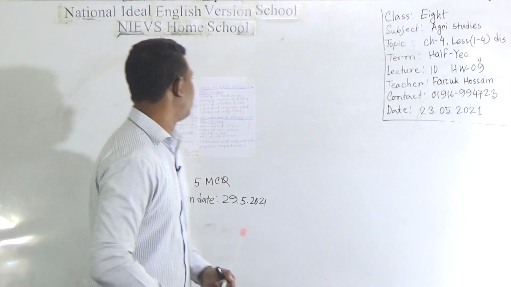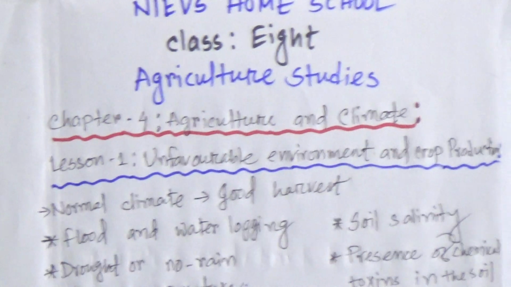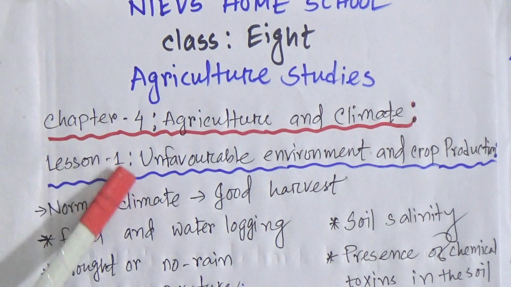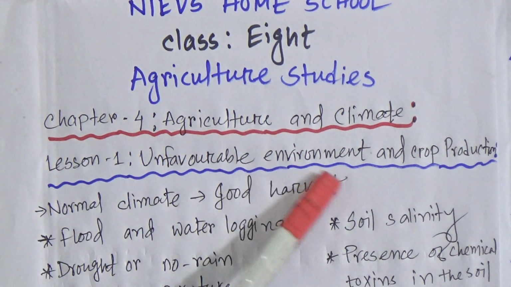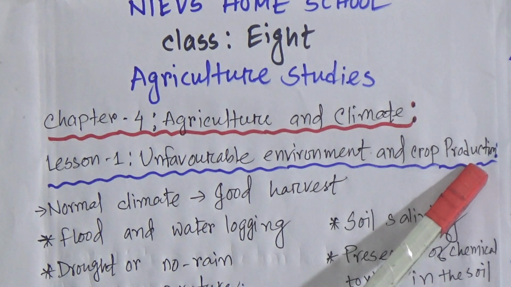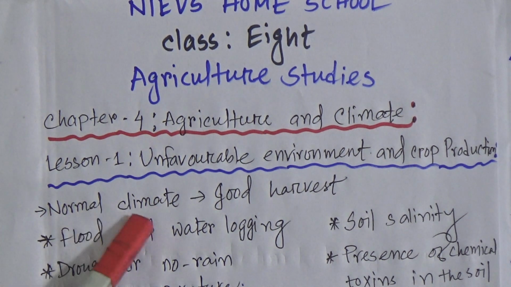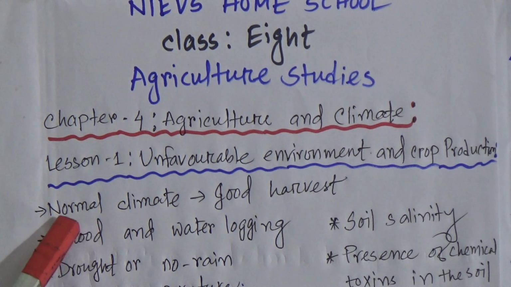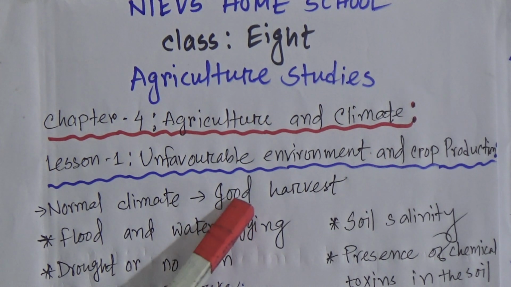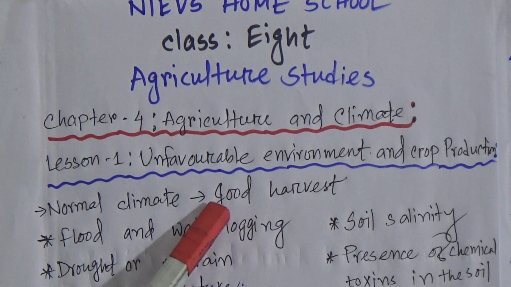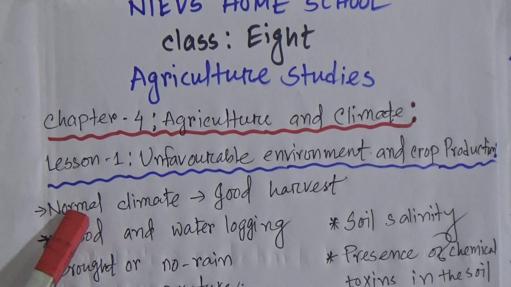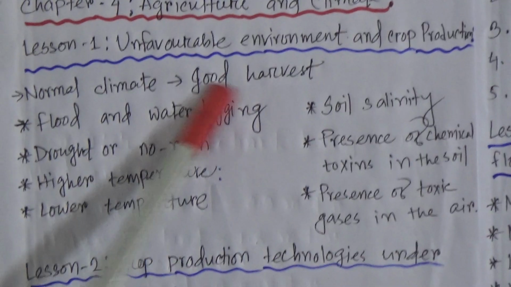So let's try to say it. Dear students, Chapter 4 is about agriculture and climate, that means the impact of climate in agriculture. Lesson 1, unfavorable environment and crop production. Dear students, if the climate is normal, that means the climate is good, then the farmer would be able to harvest good crops. That means normal climate denotes good harvest.